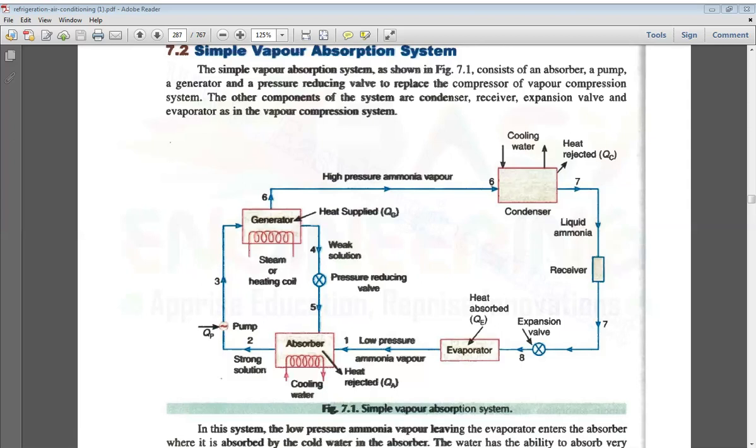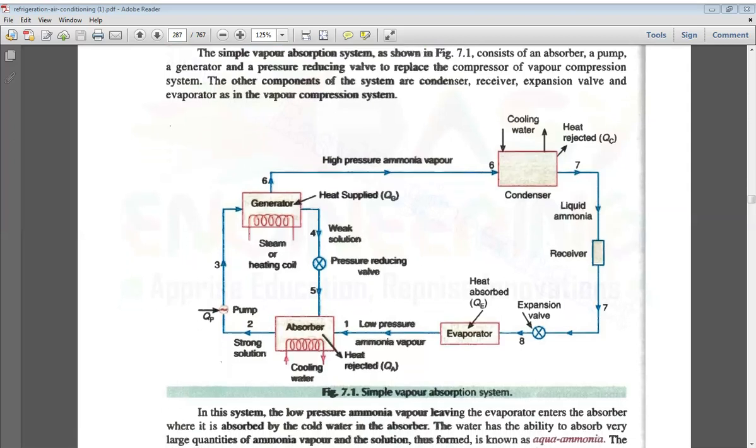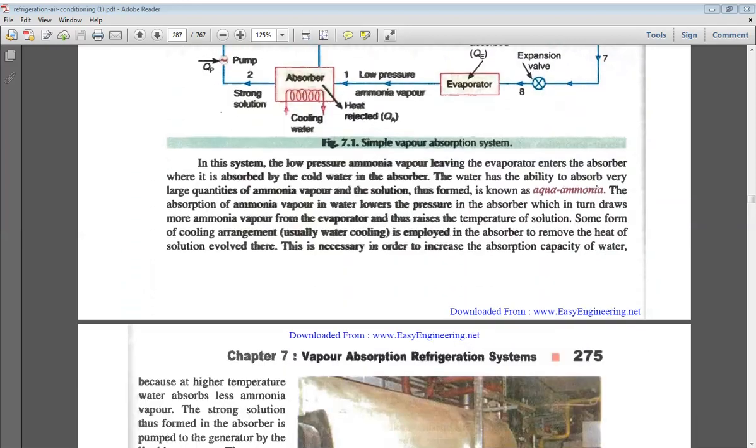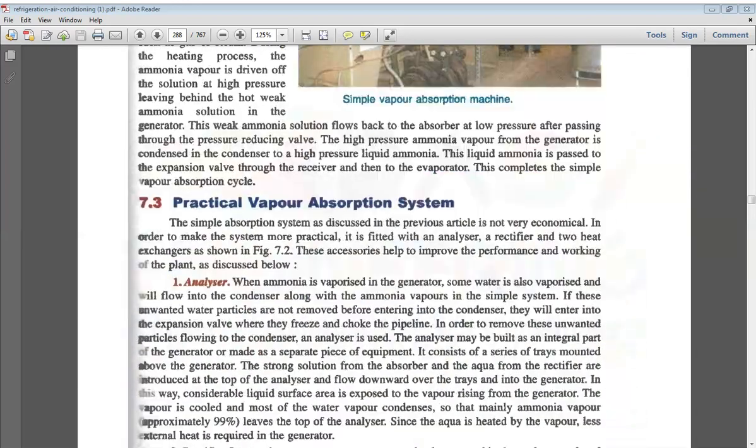This then passes through the expansion device. The main function of the expansion device is to convert the high pressure and high temperature liquid into low pressure and low temperature liquid refrigerant. Once again it enters the evaporator and the cycle repeats. That is the simple vapor absorption refrigeration system.